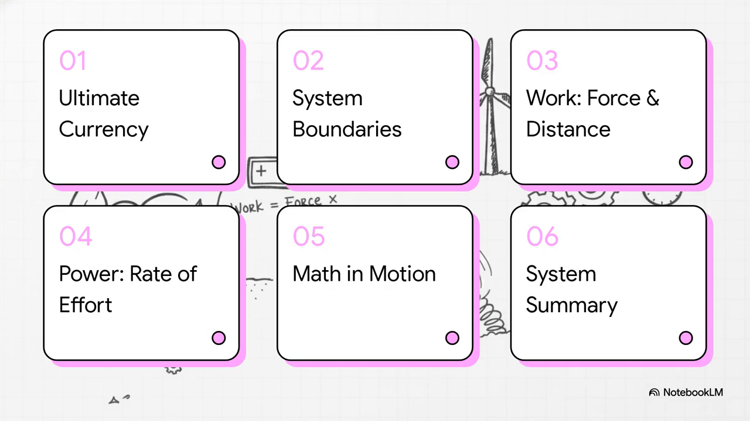Okay, let's dive into this. Here's our roadmap. 1. The universe's ultimate currency. 2. Drawing the system boundary. 3. Work, where force meets displacement. 4. Power, or the rate of effort. 5. Math in motion. And finally, 6. A summary of the system.